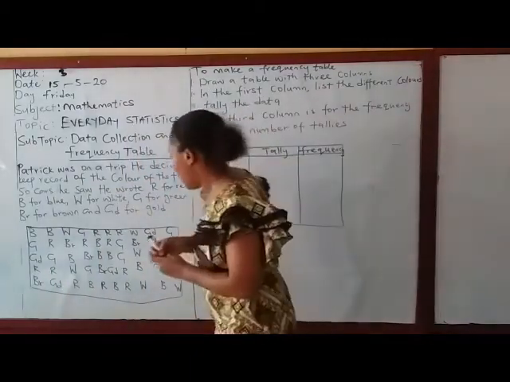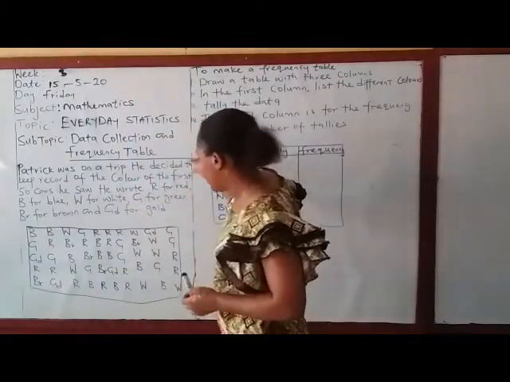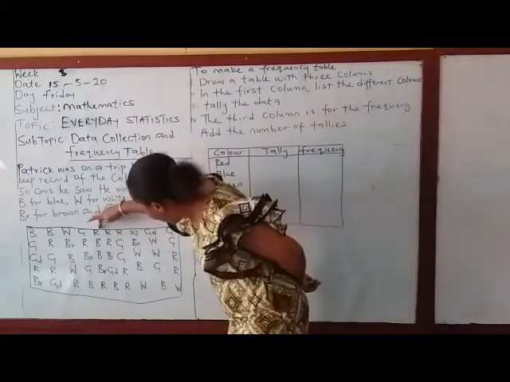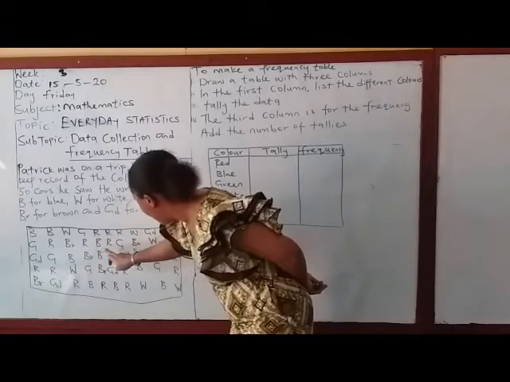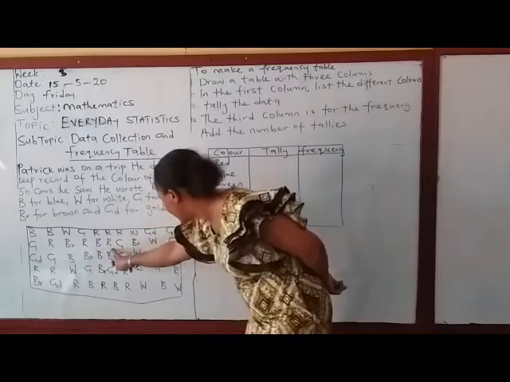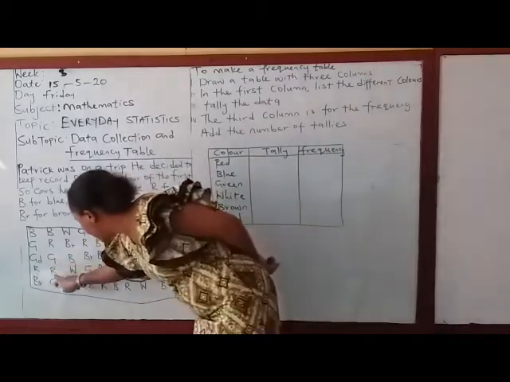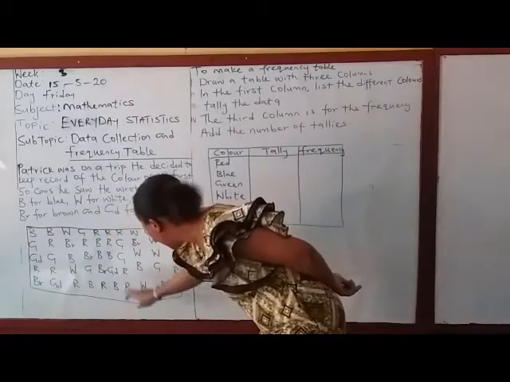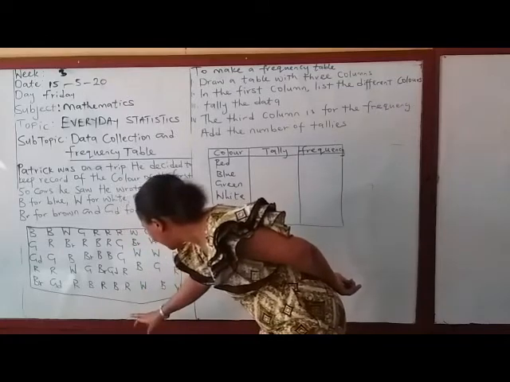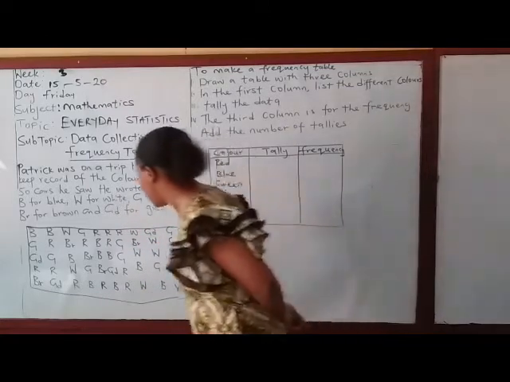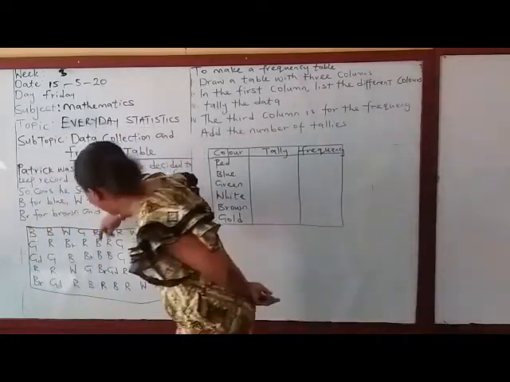Let's count the number. Let's start with red. Let's count the number of reds here. 1, 2, 3, 4, 5, 6, 7, 8, 9, 10, 11. Let's count it again to make sure that there's no mistake.